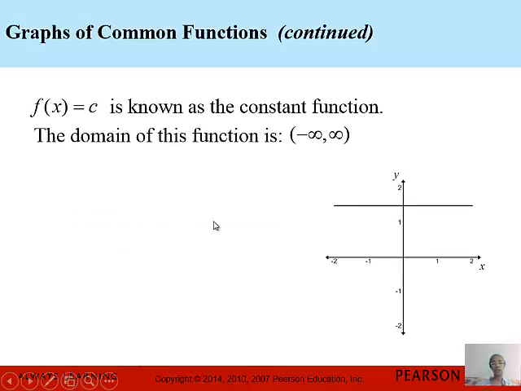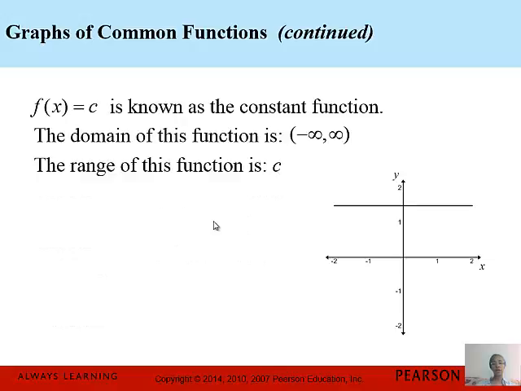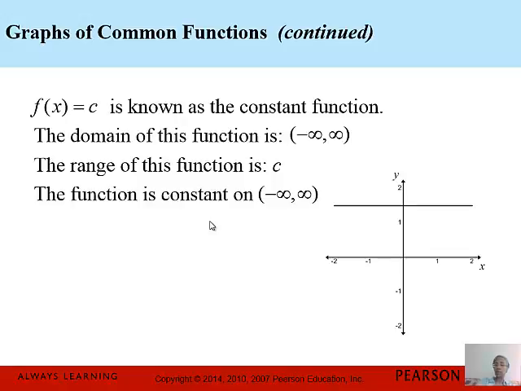The domain of this function is all real numbers. The range of the function consists of a single number, and that's c. So notice every point on the graph has the same y value, and that y value is c, because f of x is the same as your y value. The function is constant on the entire set of real numbers. The function is even. So notice how there's symmetry with respect to the y-axis. And that's what happens when a function is even.